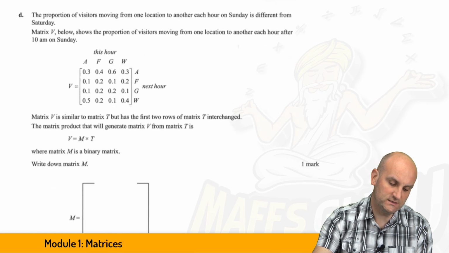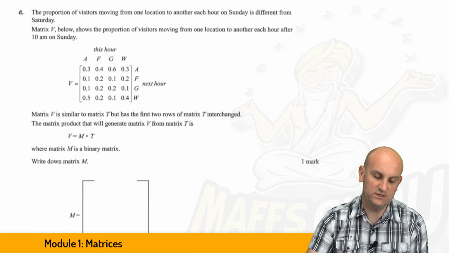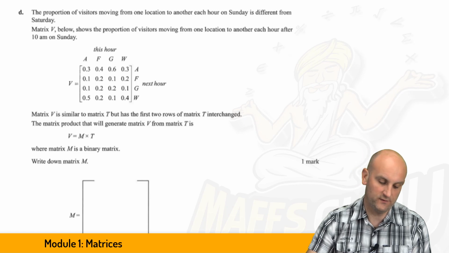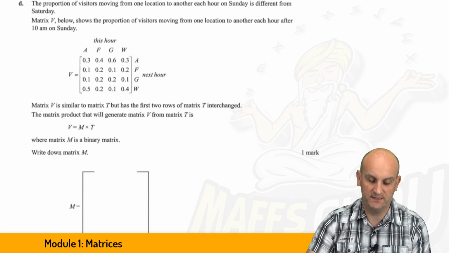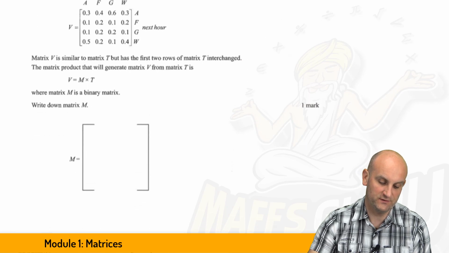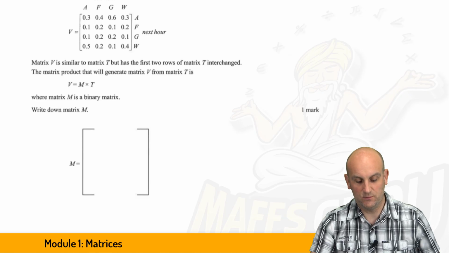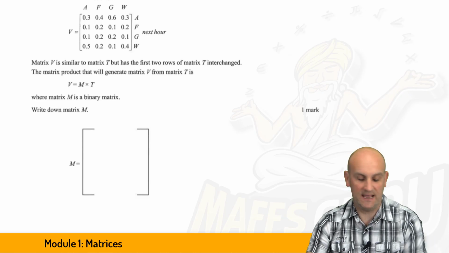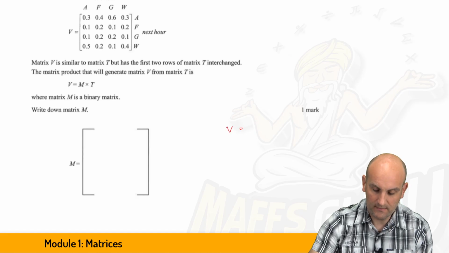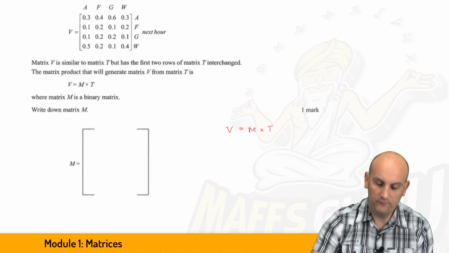The proportion of visitors moving from one location to another each hour on Sunday is different from Saturday. Matrix V below shows the proportion of visitors moving from one location to another each hour. Matrix V is similar to matrix T but has the first two rows of matrix T interchanged. The matrix product will then generate matrix V from matrix T, where M is a binary matrix. Write down matrix M. Now, basically, I know what V is. I'm trying to find M, and I'm trying to do T.